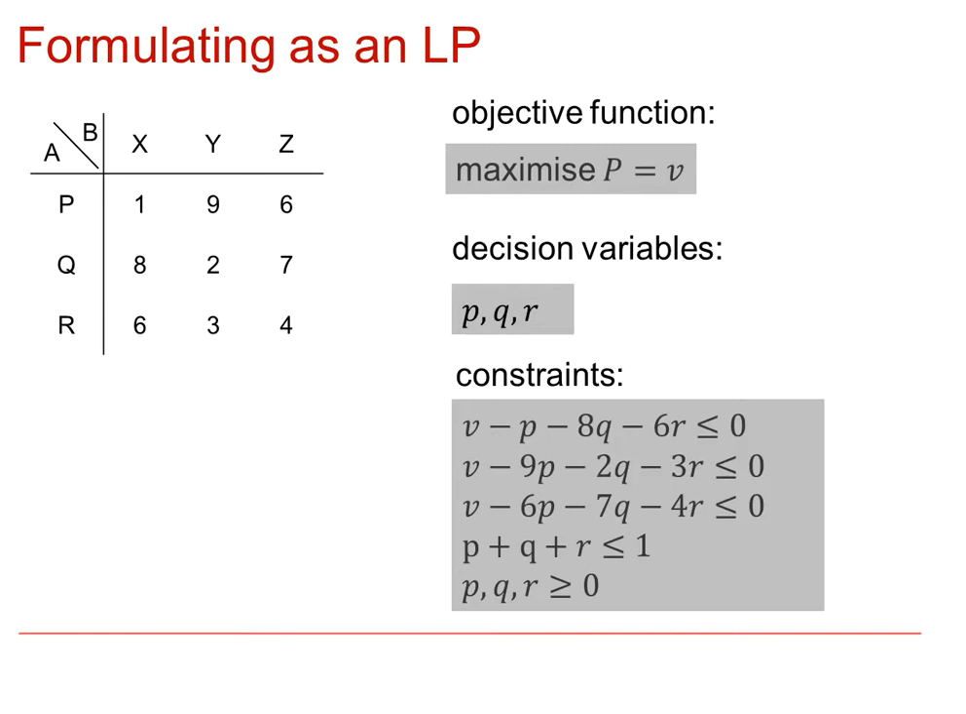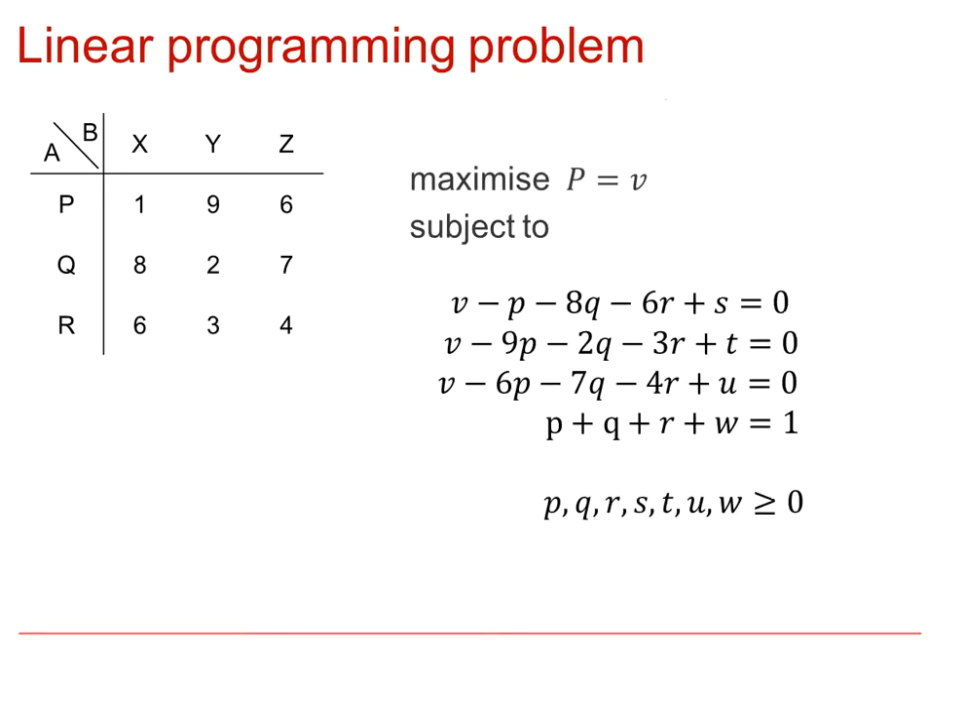We also noted that because player A must play one of the strategies p, q, r, that gives us p plus q plus r is less than or equal to 1, and that those probabilities must be non-negative. Solving a linear programming problem using the simplex method is covered in the linear programming series videos. So here we will just read the solution.